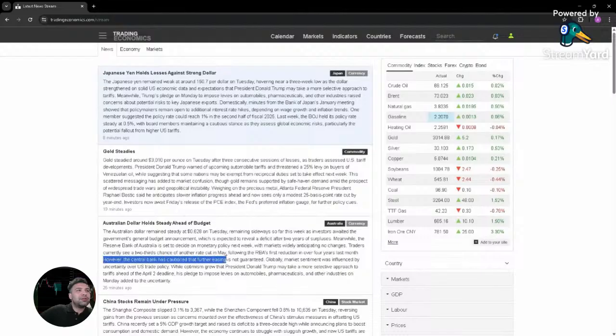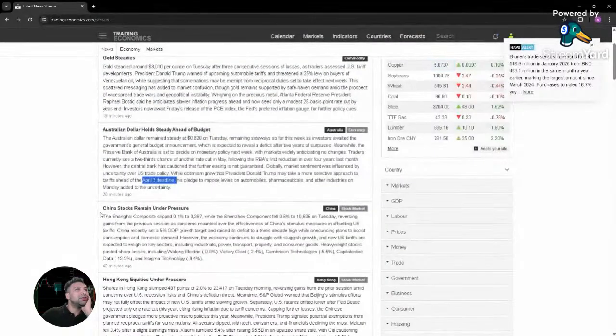However, the central bank has cautioned that further easing is not guaranteed globally. The market sentiment was influenced by uncertainty over US trade policy. So there was uncertainty in the Australian dollar because of the policy, while optimism grew that President Donald Trump may take a more selective approach to the tariffs ahead of the April 2nd deadline. And there is an April 2nd deadline for the tariffs, by the way, that is also coming.